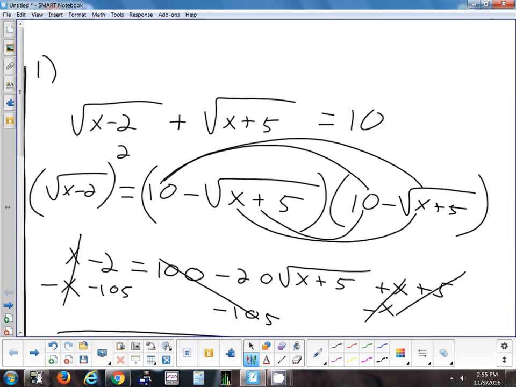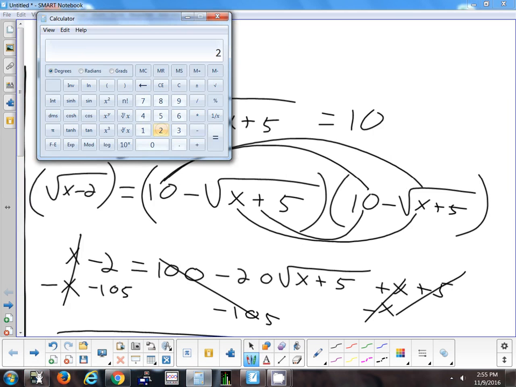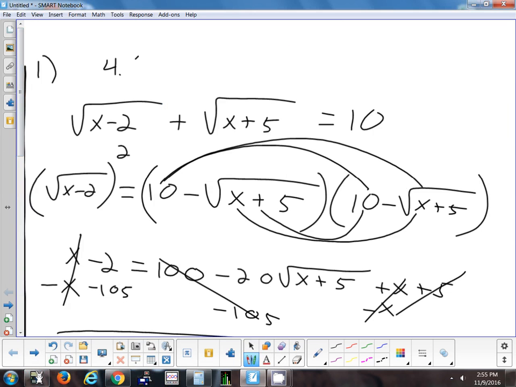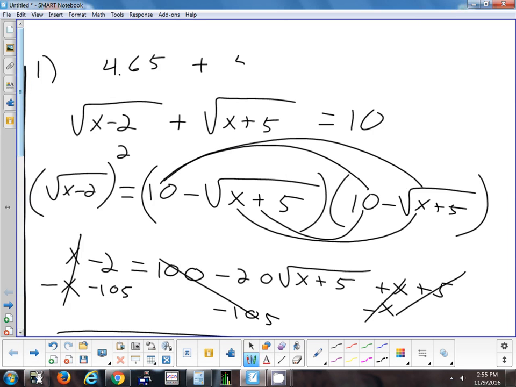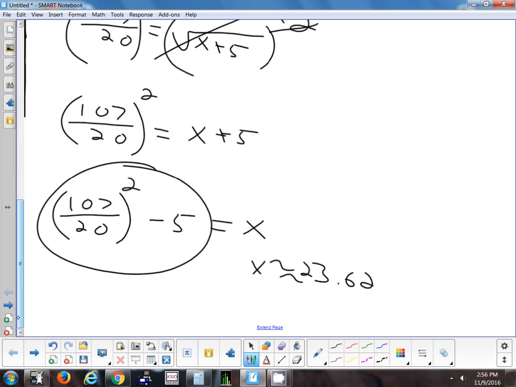What's 23.62 minus 2? So I need the square root of 21.62. It's about 4.65. And what's 23.62 plus 5? 28.62. And I need the square root. 5.35. And if I add those up, will I get 10? Pretty close. Yeah. So this answer is correct. Any questions on that?